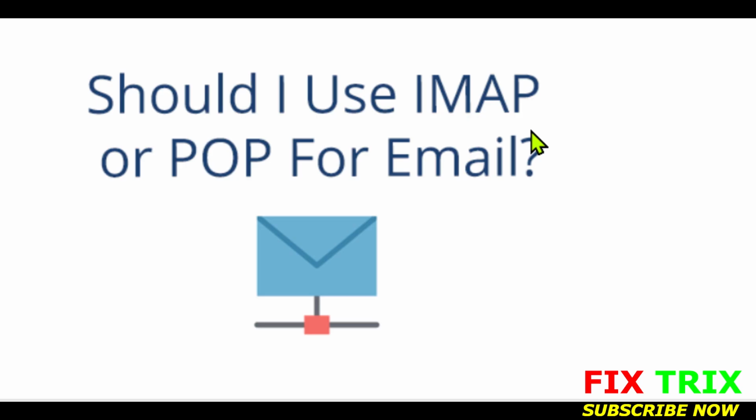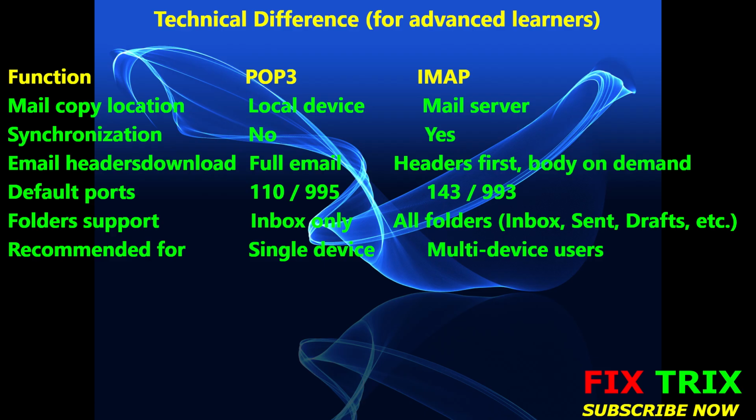Which one should you use? Choose POP if you only check email on one computer, you want to save all mails locally and keep your server storage free, or your internet connection is poor or limited. Choose IMAP if you use multiple devices, you want everything synced, inbox, sent items, folders, and you need backup, safety and flexibility.